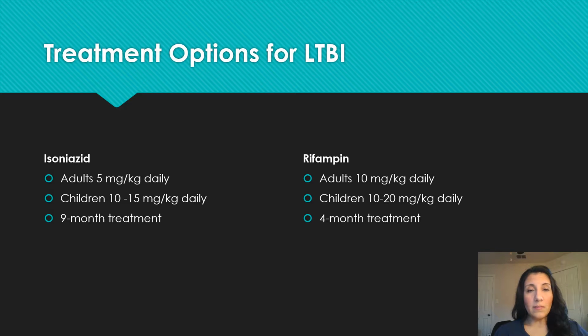In rifampin, adults are given 10 milligrams per kilo per day, and children are given 10 to 20 milligrams per kilo per day. This is over a 4-month course period. Rifampin will cost $310 to $395 for the 4 months. The CDC does recommend a 12-week combination regimen of these two medications for those who are at a greater likelihood for developing TB.